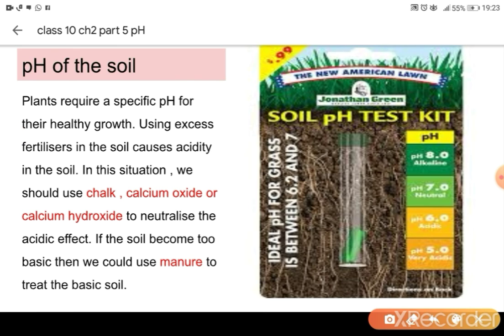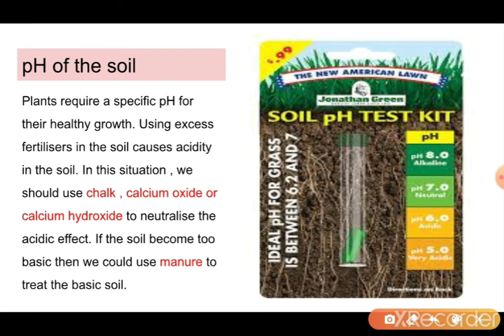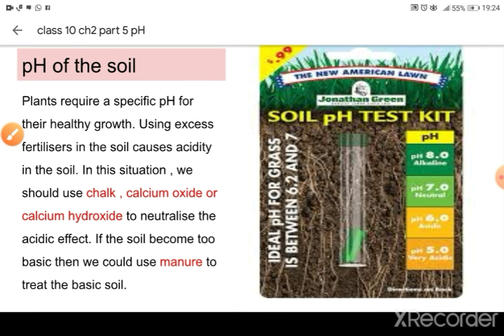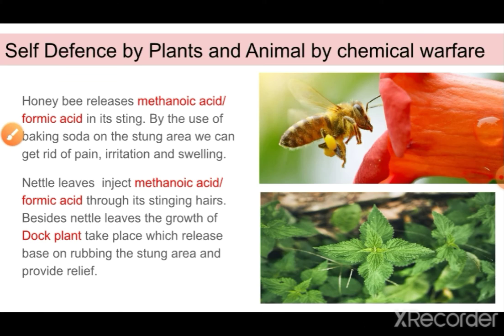Now the pH of soil should also be maintained, very important for the healthy growth of plants. If the soil becomes very acidic in nature by the use of fertilizers, then in this situation we should add chalk powder, calcium oxide or calcium hydroxide in the soil. This base will neutralize the acidic nature of the soil, and if the soil becomes too basic in nature, then in this situation we could add manure to it to neutralize the basic effect of the soil.